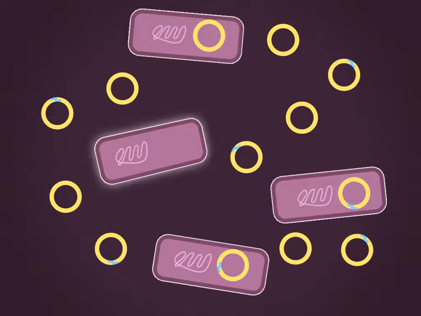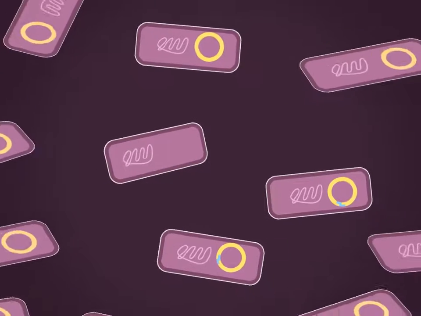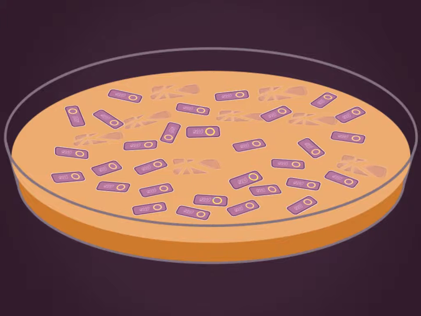Not all host cells will take up the vector. To identify bacteria that have taken up the plasmid, the bacteria are exposed to an antibiotic that the plasmid carries resistance to. Only bacteria that have taken up the plasmid will survive.